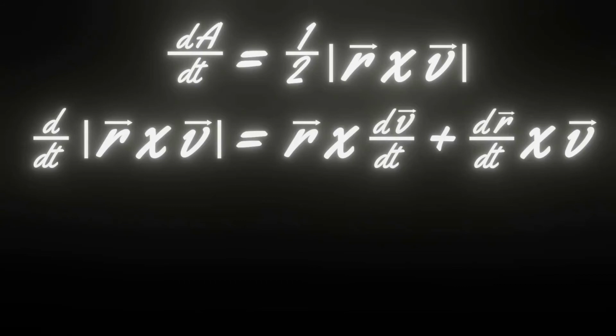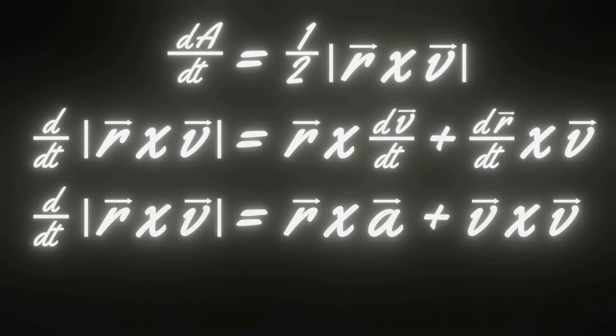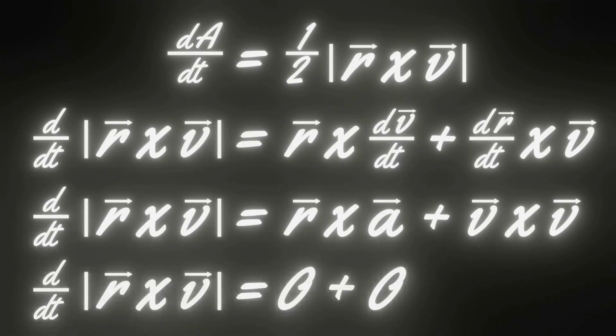We can replace dv/dt with a because acceleration is change in velocity over time, and we can also replace dr/dt with v because velocity is change in position over time. Finally, this gives us the derivative of r cross v equals r cross a plus v cross v, and this equals 0 because r is parallel to a and v is parallel to v, which means that by the definition of cross product, both of these cross products equal 0.